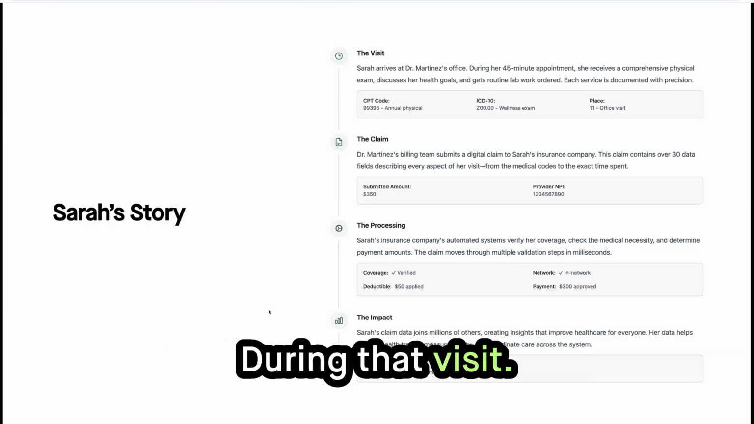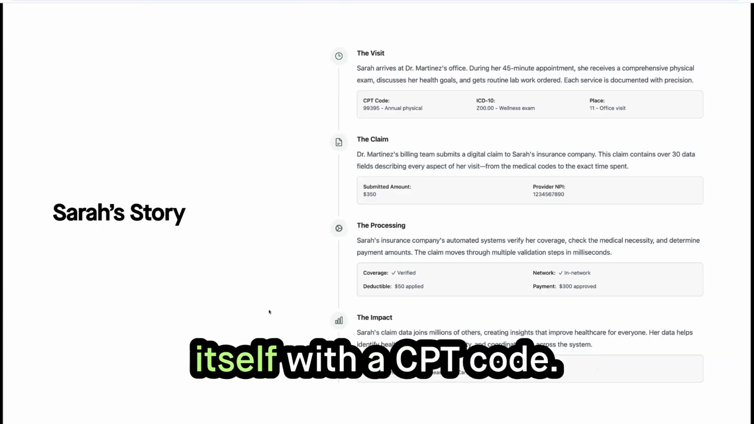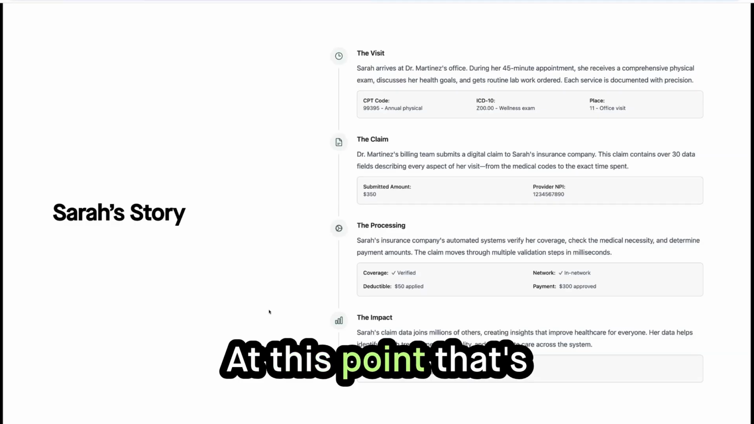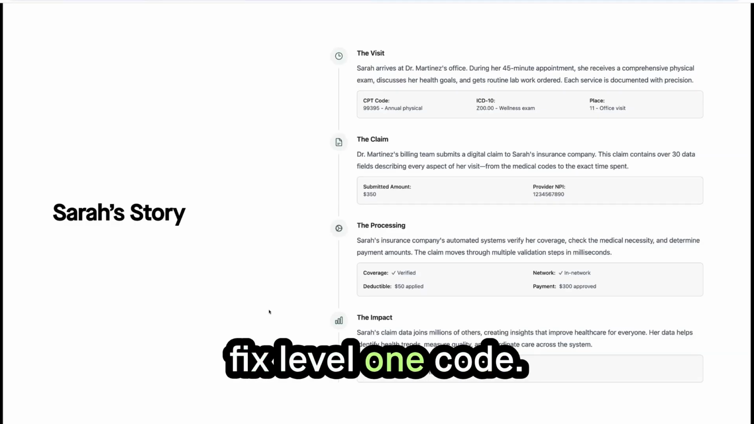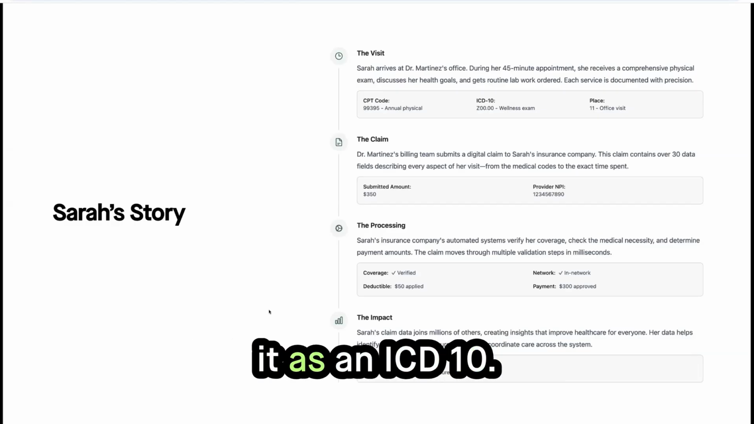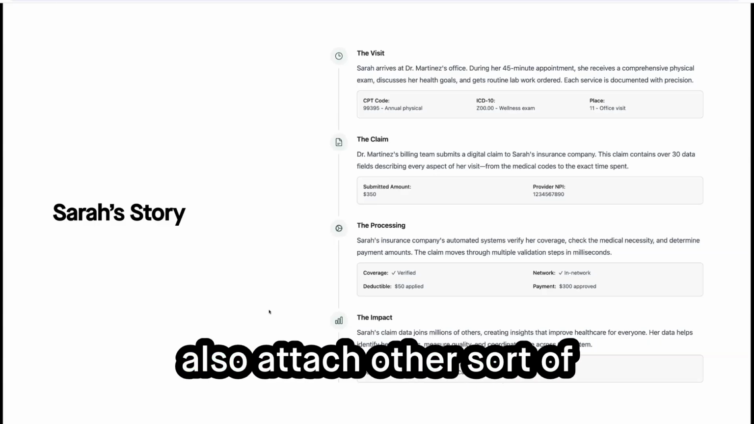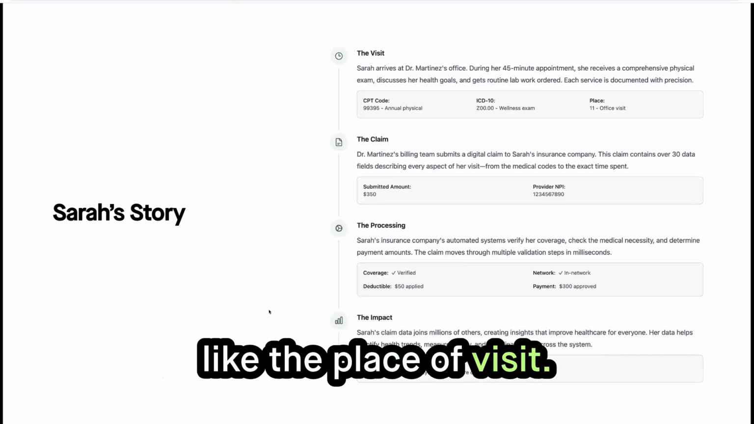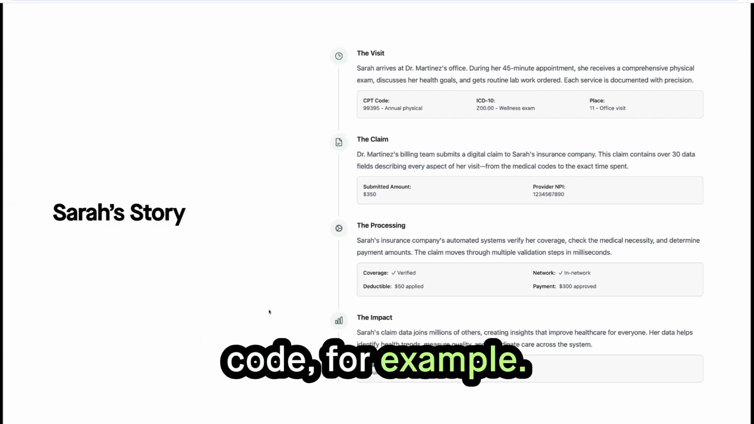During that visit, we can represent the visit itself with a CPT code. We've all heard of CPT codes, I'm sure, at this point. That's also known as a HCPCS Level 1 code. We can also represent it as an ICD-10. And we might also attach other metadata about that visit, like the place of visit. So a place of visit code, for example.